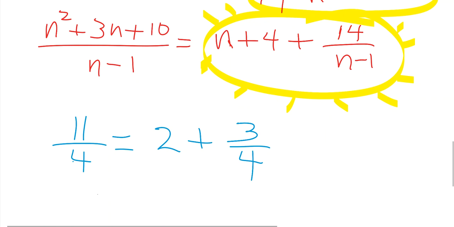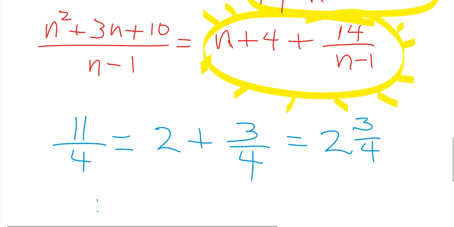And of course, normally we wouldn't write it like that. Normally we would write it this way, 2 3/4. And 4 times 2 is 8, plus 3 is 11, 11 over 4. So it's 2 with the remainder of 3. So we write 2 plus 3 over the divisor, 3 over 4.